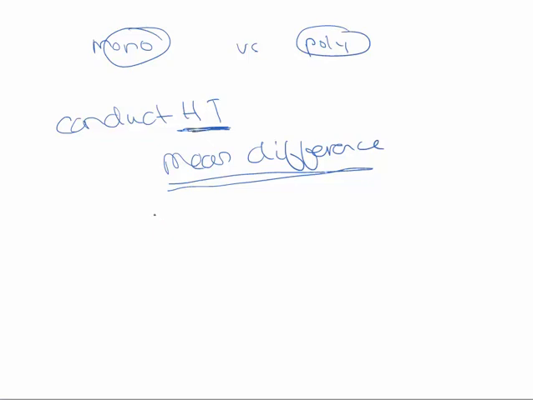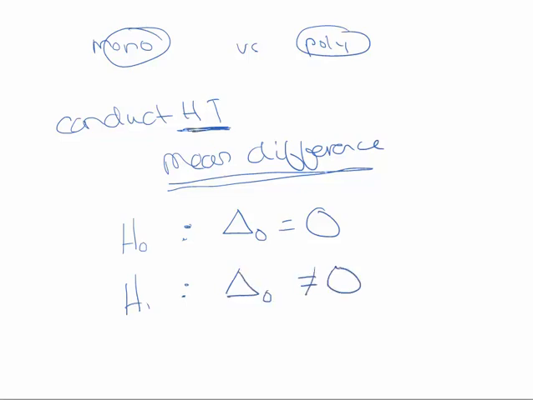So what does that actually look like? For the mono and poly performance being the same, we have a null hypothesis that says the difference is equal to 0. That's saying the mono and the poly solar cells are performing exactly the same. Our alternative hypothesis says that the difference is not equal to 0.